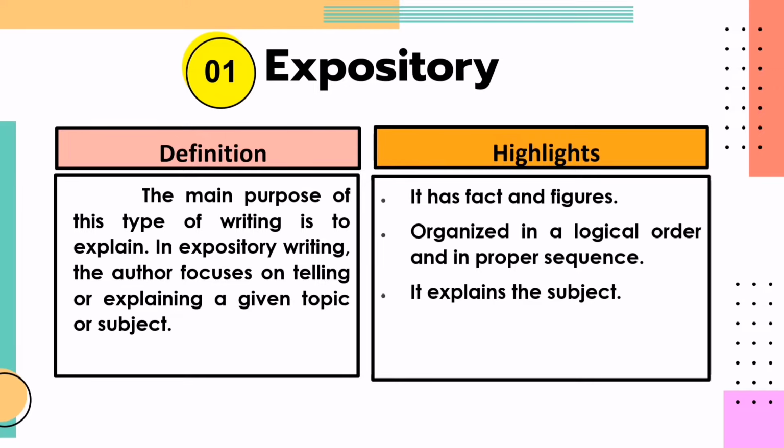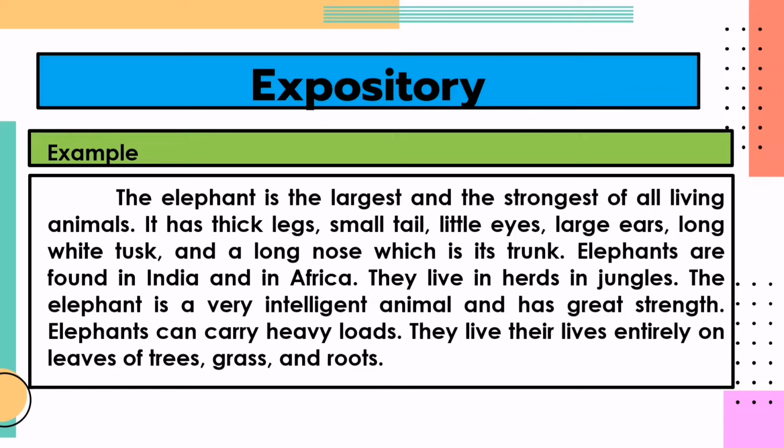The elephant is the largest and the strongest of all living animals. It has thick legs, small tail, pale eyes, large ears, long white tusks, and a long nose which is its trunk. Elephants are found in India and in Africa. They live in herds in jungles. The elephant is a very intelligent animal and has great strength. Elephants can carry heavy loads. They live their lives entirely on leaves of trees, grass, and roots.